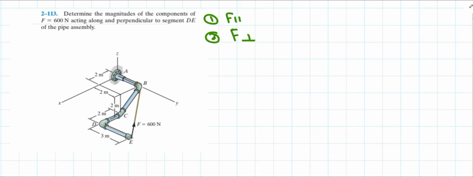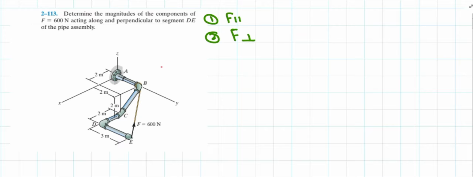Now, for finding the parallel and perpendicular components of forces, firstly, we have to know the locations of every single point present in our diagram. And after that, with the help of those locations, we easily find the position vectors. And with the help of position vectors, we easily convert the magnitude form of force into the Cartesian form. So without any delay, let's start.